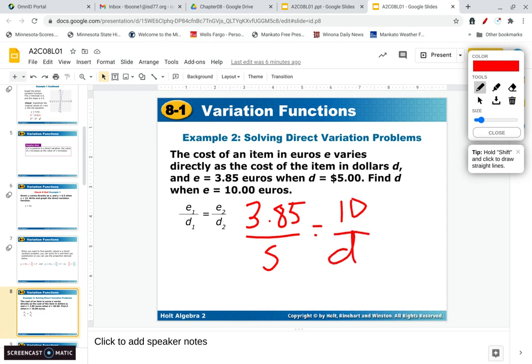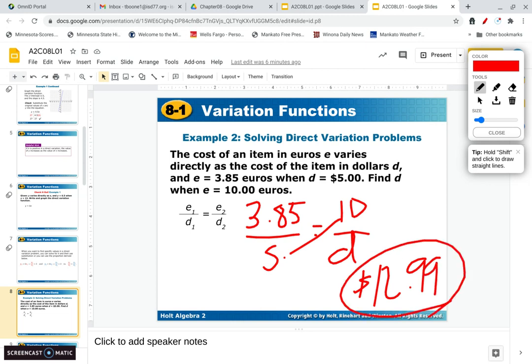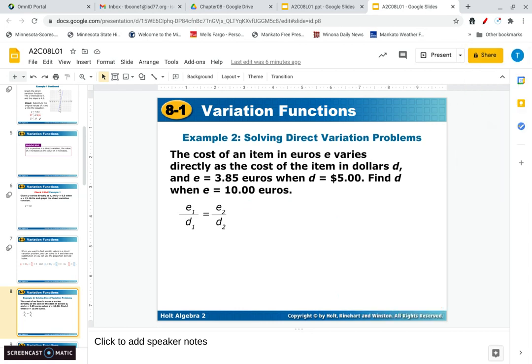And then, of course, we cross multiply. So 5 times 10 is 50. If we take that 50 and divide it by 3.85, that should give us the number of dollars that 10 euros would be. So it would be about $12.99, rounding to the nearest cent. So just a little crisscross applesauce, cross multiplying. That's what we do to solve and set up direct variation.